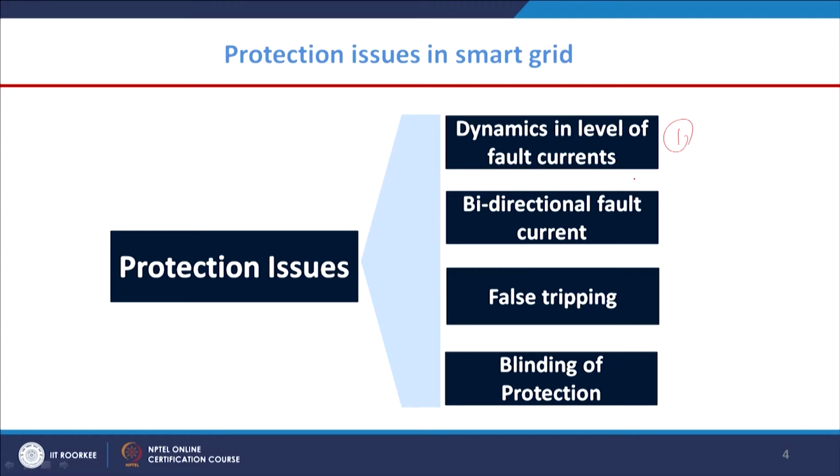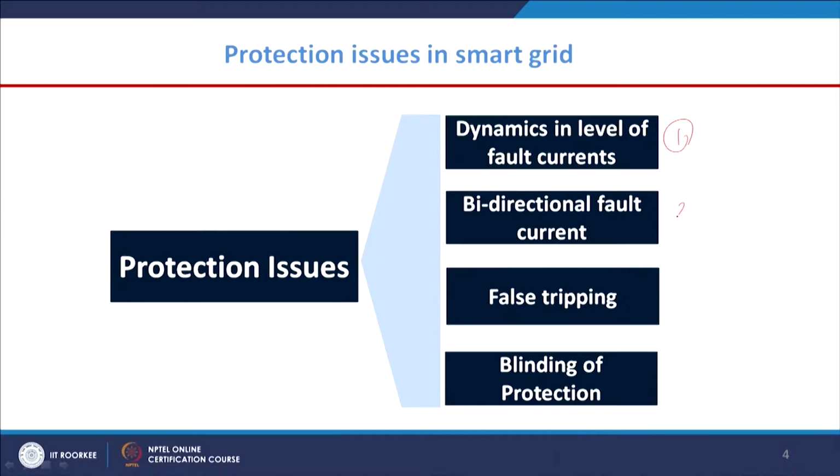These are the issues you can see. The first issue is the dynamics in the level of fault currents. We will discuss these one by one in the subsequent PPTs. The second one is the bidirectional fault current, the third one is fault tripping, and the fourth one is blinding of protection. These are the protection issues as far as the microgrid is concerned.